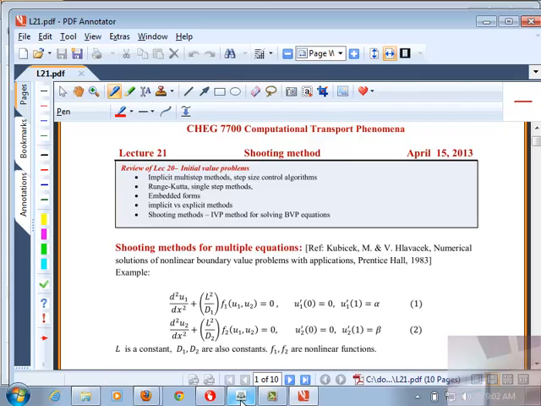So we are looking at methods for solving initial value problems. We spent nearly 2 lectures on that: multi-step method, single-step method, stabilities, embedded forms, implicit versus explicit. So you should have some awareness of how these algorithms are developed, what kind of ideas are used, and how we can apply them. That's what we are looking at now, how we can apply those initial value problem methods to solve boundary value problems. So something called the shooting method.